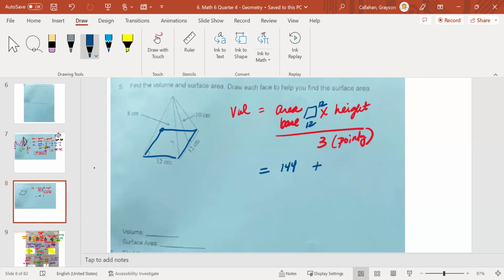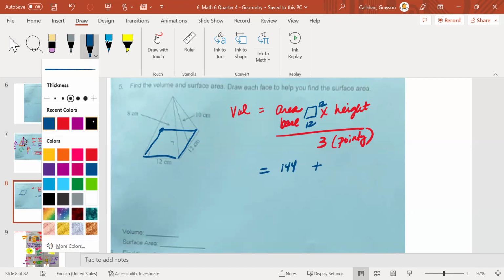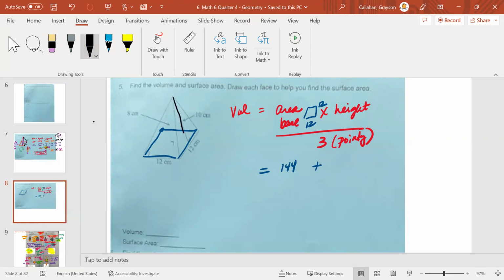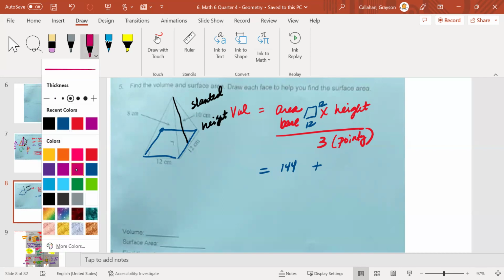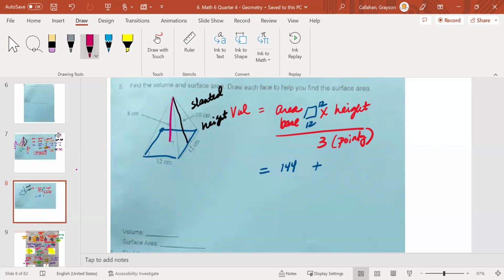What is the height? You gotta be careful here. The height is not this 10. This 10 right here is called a slanted height. But that's not the height. Did your teacher ever talk to you about slanted height? Okay. The height is going to be 8. Do you see it's a straight height? This 8 right here, that's the height of the pyramid. Do you see that?